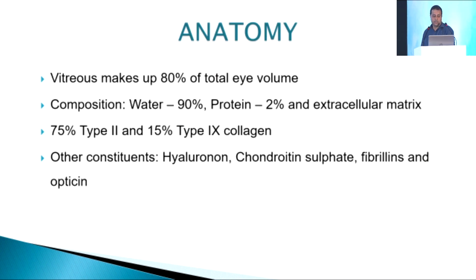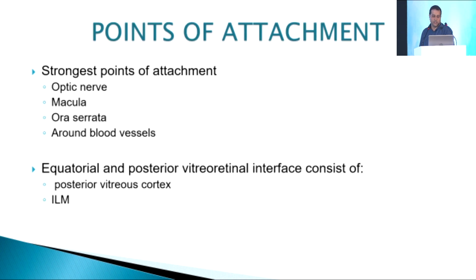So in anatomy, vitreous makes up 80% of the total eye volume, mainly water, 90%, 2% protein, and other constituents like hyaluronan, chondroitin sulfate, fibrillin, and opticin. The attachment of the vitreous is strongest at the optic nerve, macula, ora serrata, and around the blood vessels.